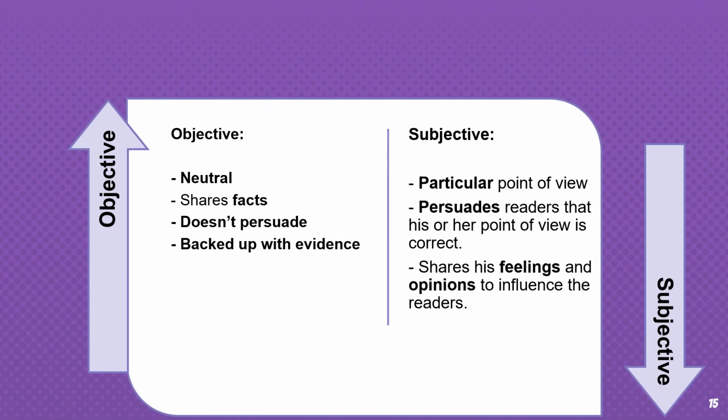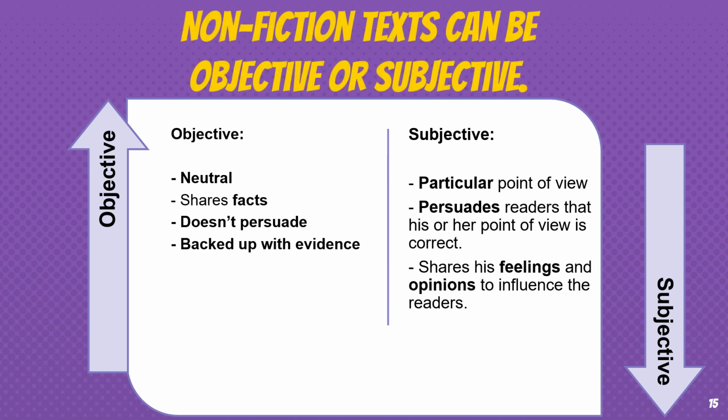All right, everybody, before we end this video lesson, let's recap it real quick. We talked about nonfiction text that can be either objective or subjective. An objective text has to be neutral. That means the author does not take sides. Also, it has to state facts. It has to be backed with evidence and not try to persuade me with anything. Neutral, giving facts, doesn't try to persuade me, and backed with evidence.